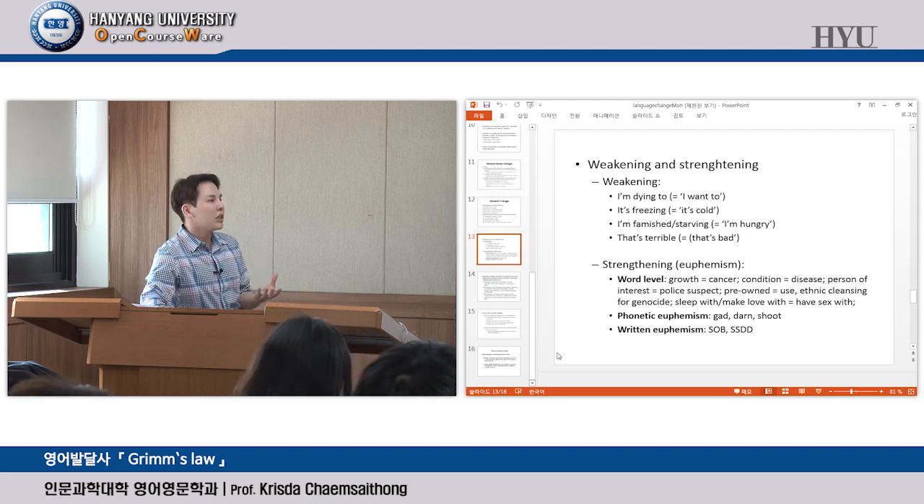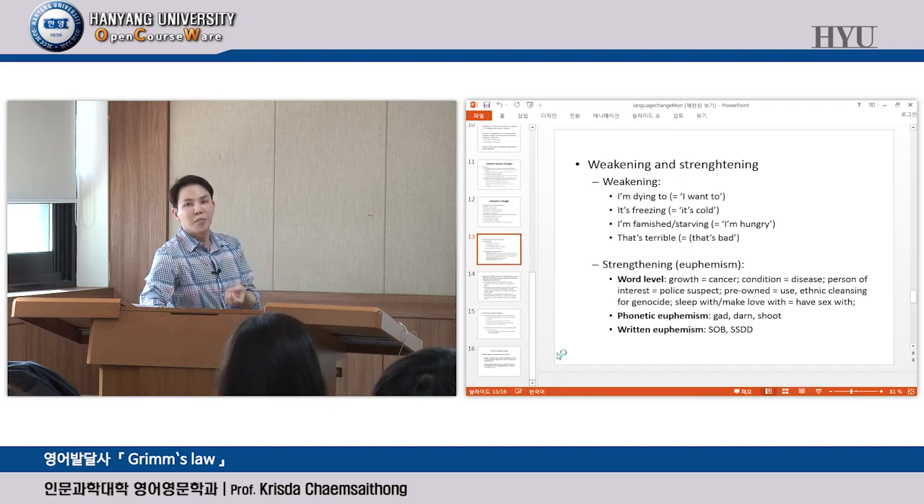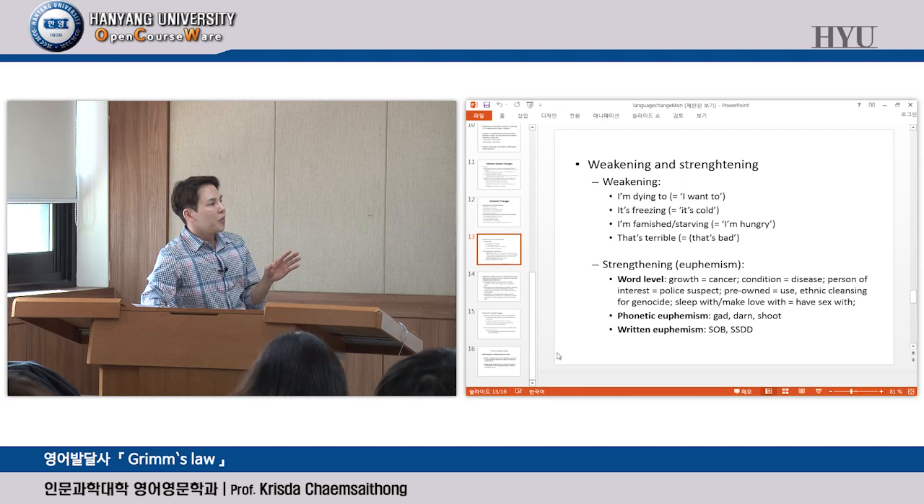Condition also, condition, the quality of your feeling, like that. The quality of your physical strength, like that. But nowadays, we use it to mean disease. Like, this is a medical condition that needs treatment, like that. So it's a disease kind of thing, right? Disorder or disease. So the meaning of condition is strengthened, right?